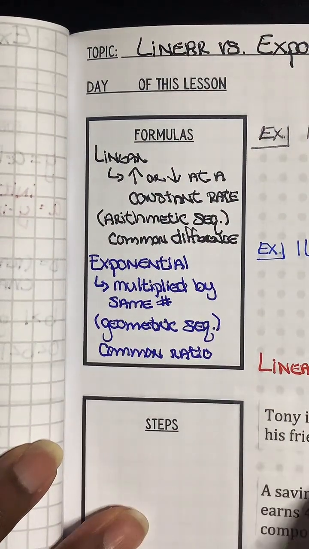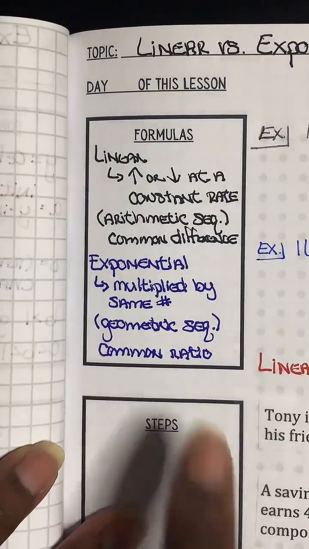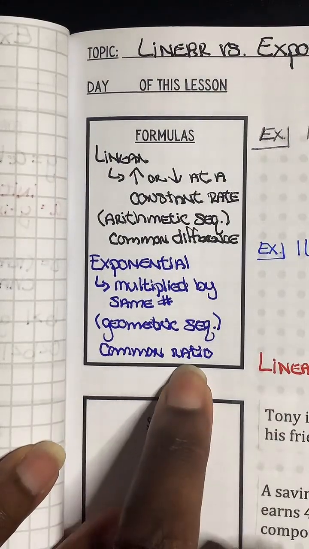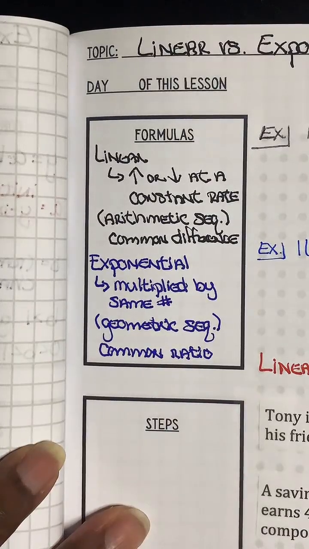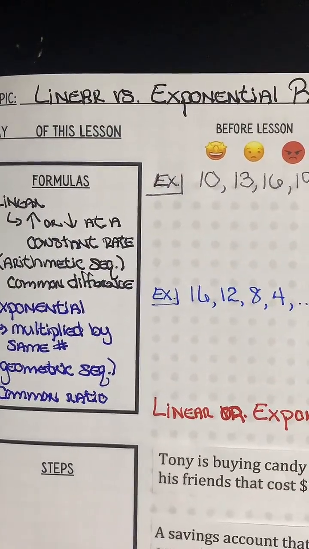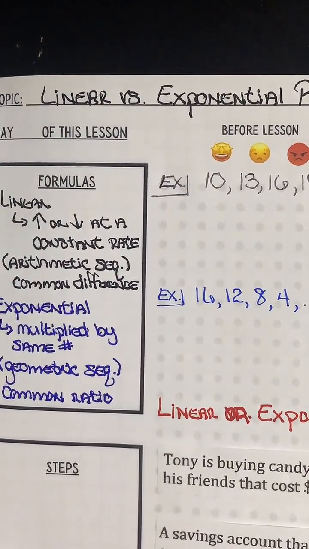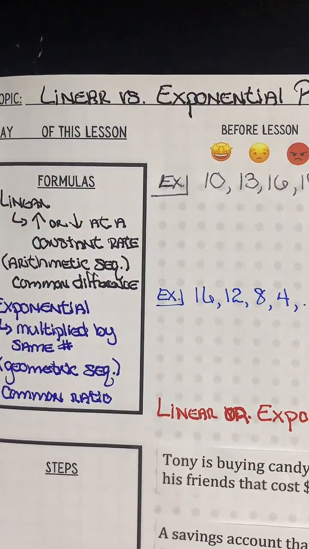You notice that the pattern is being multiplied, or sometimes it's being divided. But if it's being divided, that means you're multiplying by a fraction. So you really want to stick with the multiplication, because that's called a common ratio, which is geometric sequences. We're actually going to take a look at certain scenarios and say, is this linear or exponential? And if we have some time, which I think we will, we're going to take a little look at exponential growth as well as exponential decay.